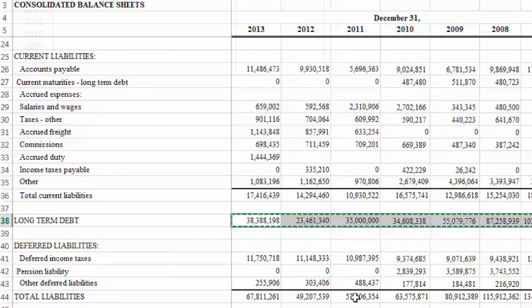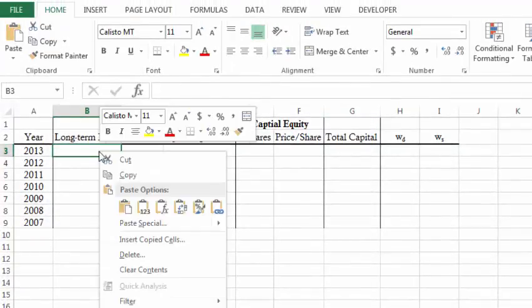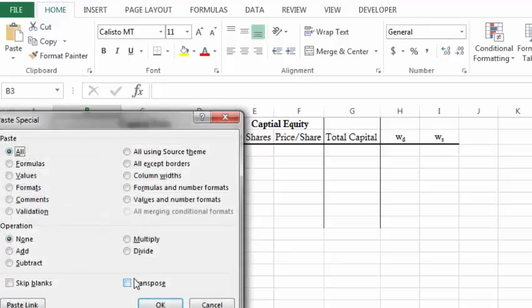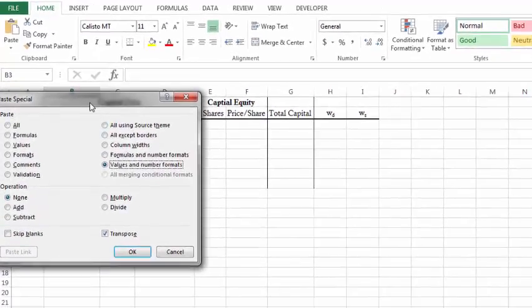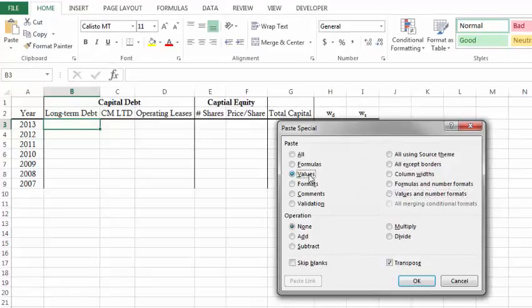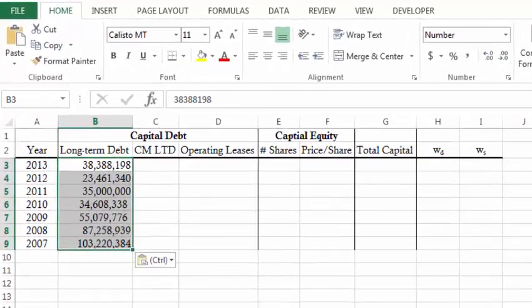So I'm going to copy it, and then I'm going to move over to my sheet that I've just created, and I'm going to paste special. I'm going to transpose and do values, number formats. I'm hoping that the font will stay the same. Yeah, font will stay the same, so we'll find out. I think it did. So this is the amount of debt that they had outstanding from 2013 all the way back to 2007. They had a whole bunch back in 2007 because they were just trying to dig themselves out of the debt hole that they had dug for themselves.